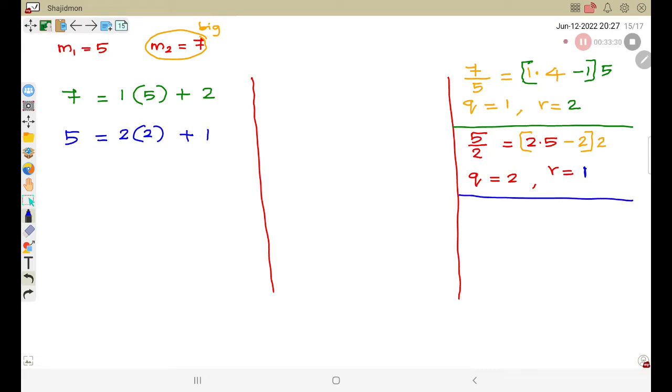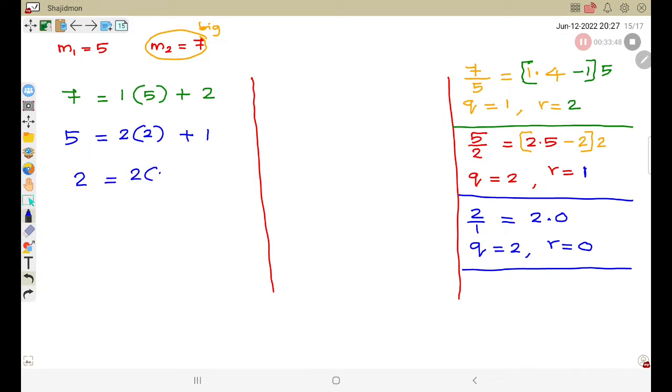Now the third one again, 2 and 1. 2 divided by 1 means 2. 2 means 2.0, correct? So quotient equal to 2 and remainder equal to 0 because there is no fraction. So remainder equal to 0 here. So we can write 2 equals 2 multiply 1 plus 0. Once you get to 0, we need to stop there, correct?